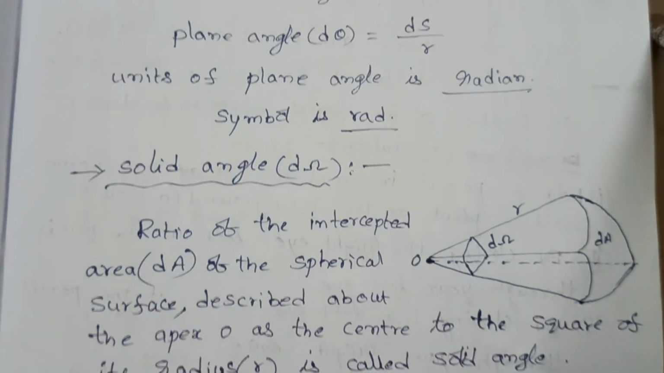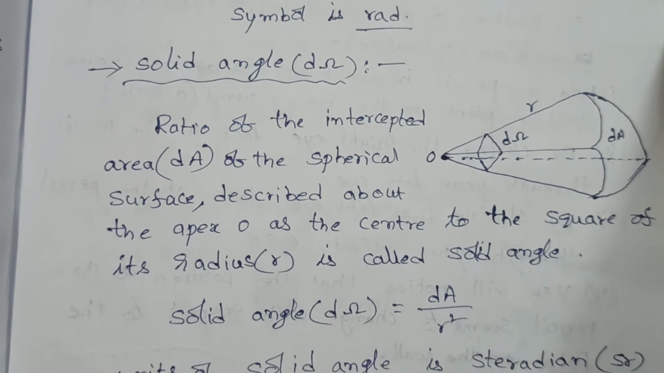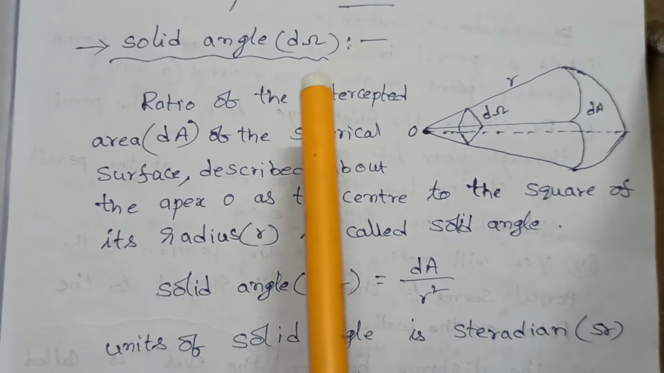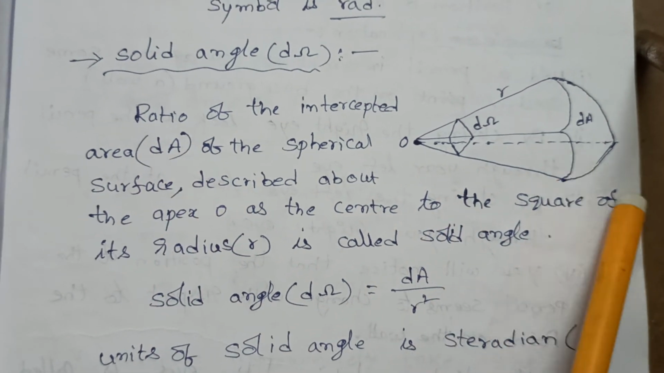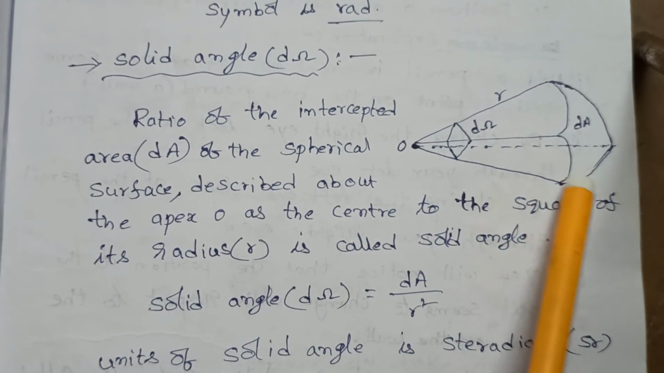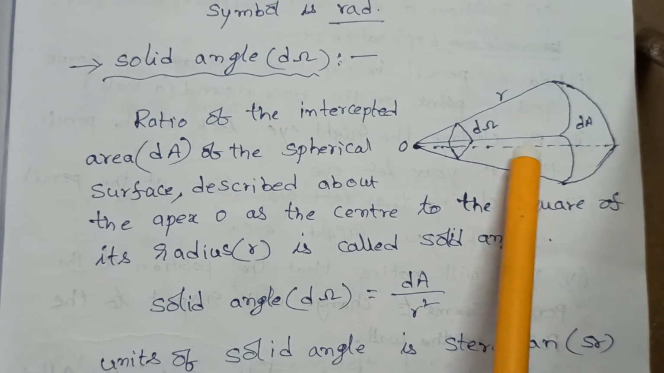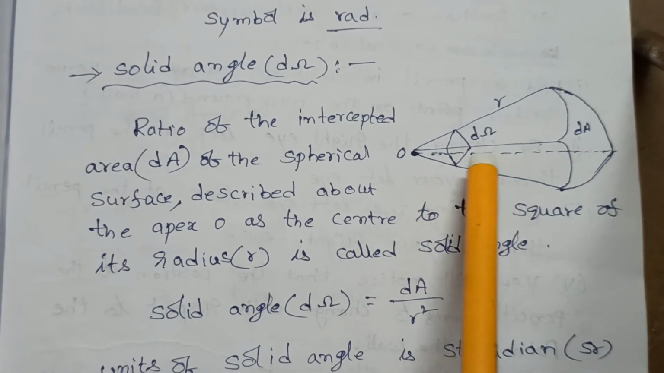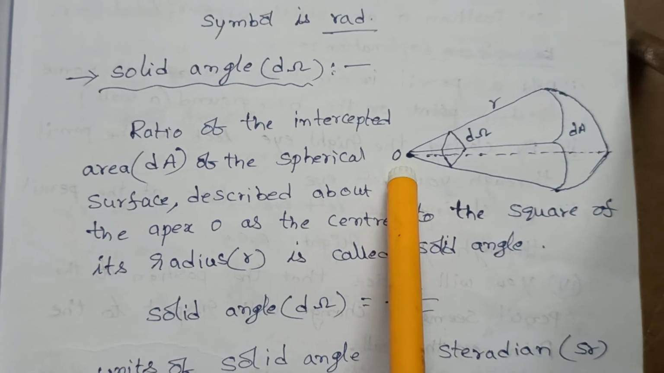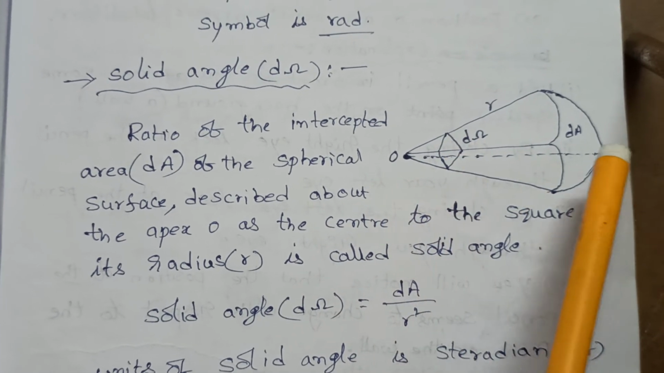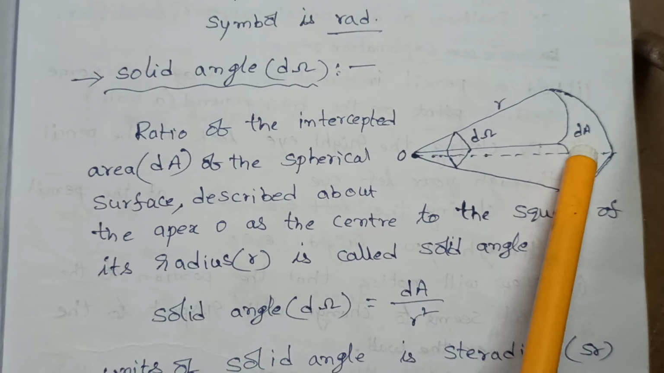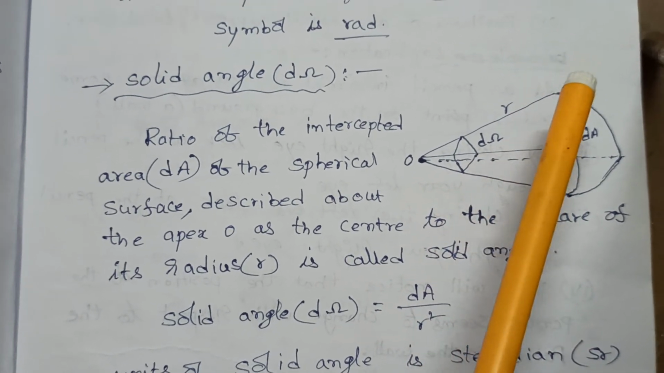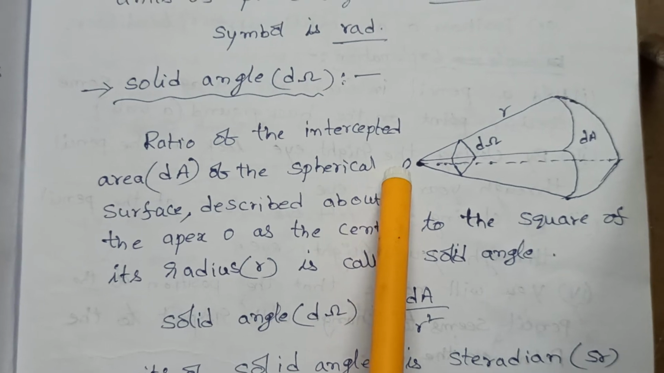Next, after plane angle we have solid angle. What is solid angle? Observe this figure. It is a sphere. If you cut a part of the sphere, this is the center, and this is the intercepted area. The angle made by this is d omega, and the radius is r.